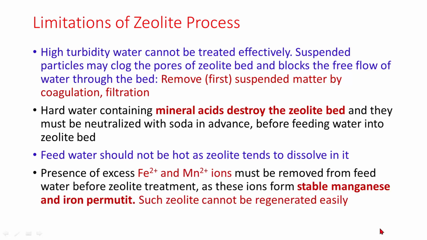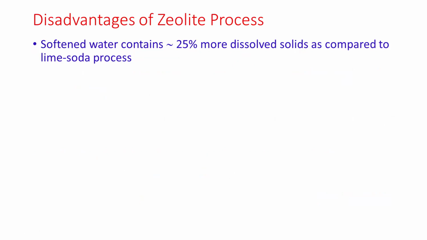Presence of excess iron and manganese ions must be removed from the feed water before zeolite treatment, as these ions form stable manganese and iron permutit. Such zeolites cannot be regenerated easily. And the disadvantages of zeolite process are: softened water contains about 25% more dissolved solids as compared to lime soda process.